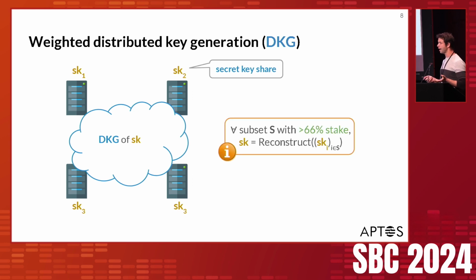And the nice property that you have is that for any subset of validators with enough stake, they can reconstruct the shared secret SK by plugging in their secret key shares. So from any 66% of the stake, you can collect shares and get SK. But from less than 66%, you learn nothing. Yeah, so that's a weighted distributed key generation.